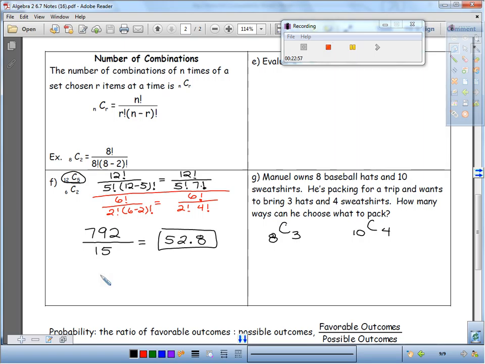If I pick one hat first, does it matter? No. He doesn't win something special. He still goes in my backpack. Now, since I want them both to occur at the same time, I need to multiply those 2 things together.